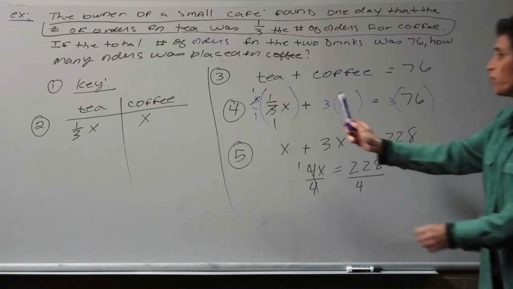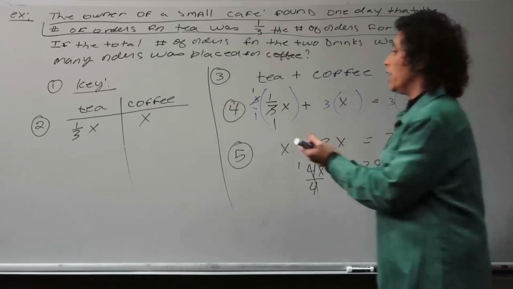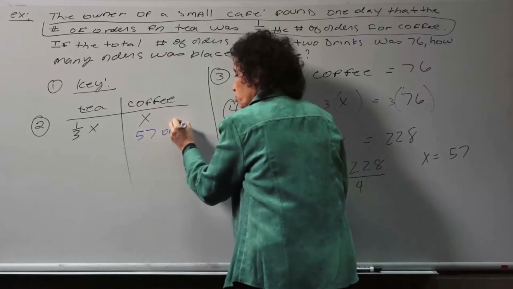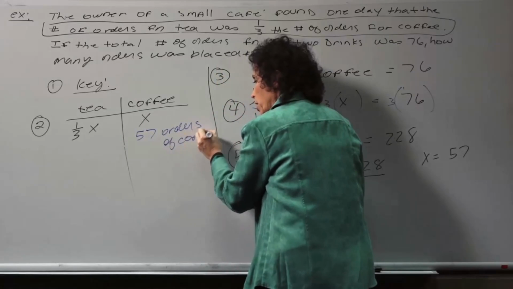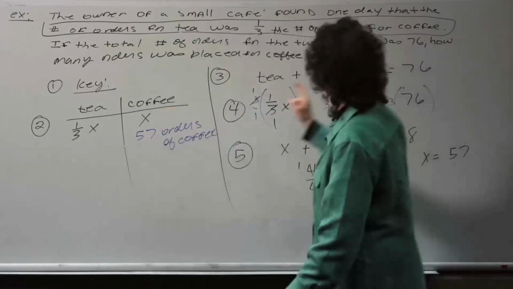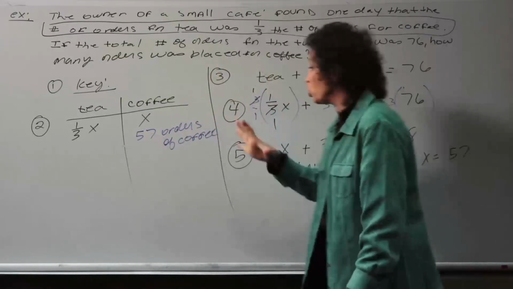So this 57 represents not x. I mean, yes, it represents x, but to me that's meaningless. It represents the orders for coffee. So there's 57 orders of coffee. That's what I know. Now, I know that you could subtract 57 from 76 to get your T, but you should not. And here's why you should not.